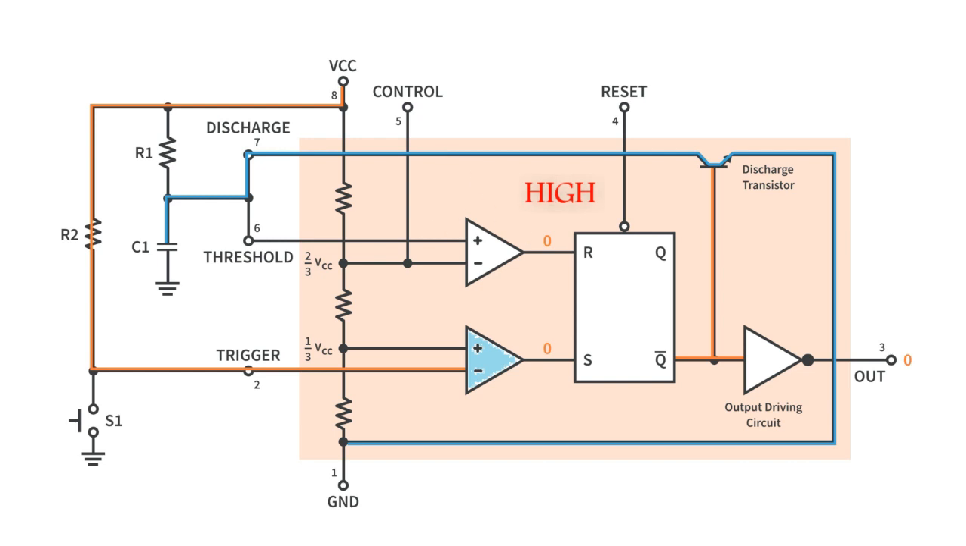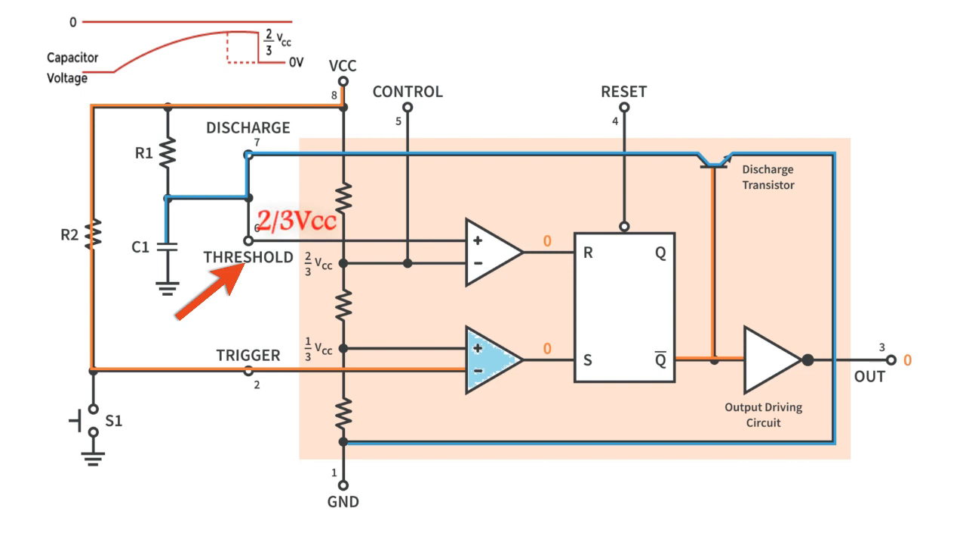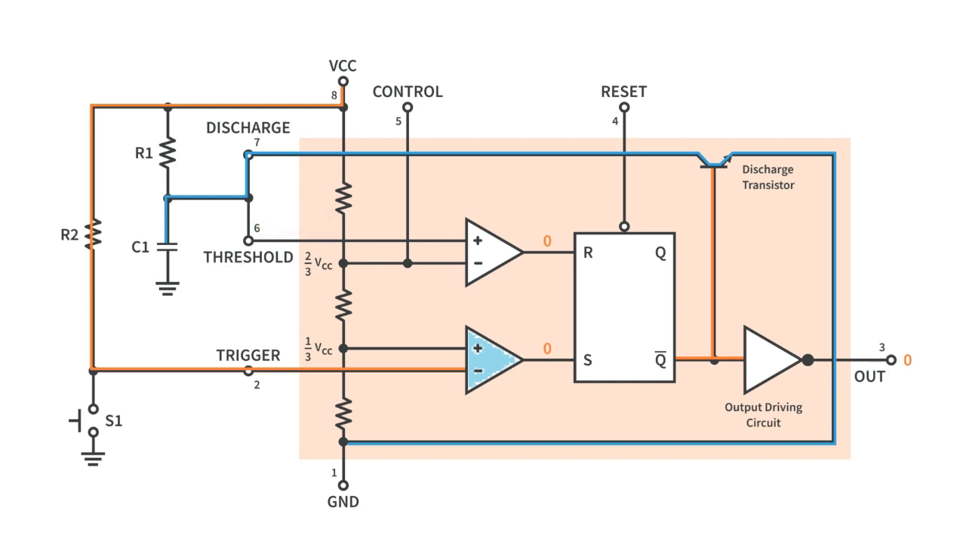until the voltage across the capacitor reaches the threshold, pin 6, voltage of 2/3 VCC set up by the internal voltage divider network. At this point the comparator's output goes high and resets the flip-flop back to its original state, which in turn turns on the transistor and discharges the capacitor to ground through pin 7. This causes the output to change its state back to the original stable low value, awaiting another trigger pulse to start the timing process over again.